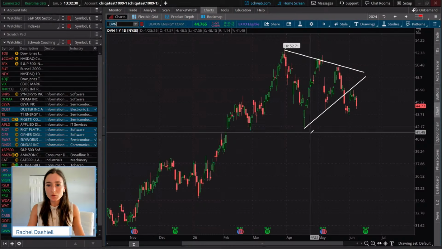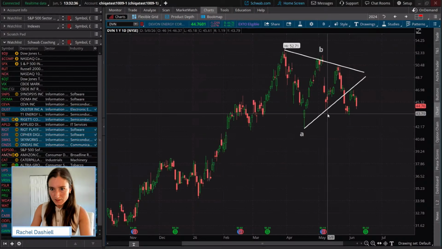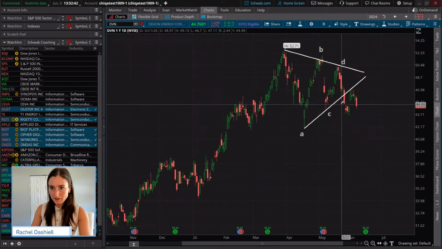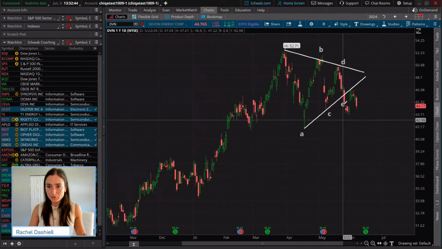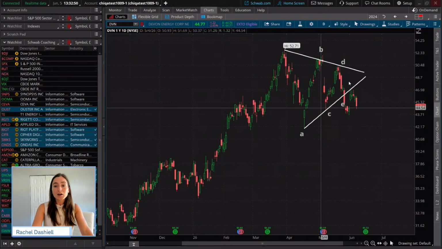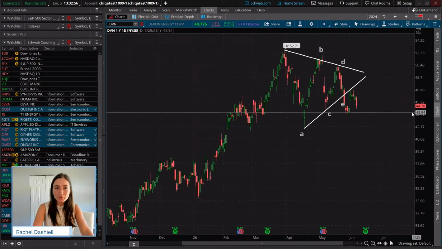So in this one, I will label this one as A, B, C, D up here. And this would have been our E right here. So when it broke through, that would have been our E. And it should have bounced to the upside with this type of retracement here. Now it may be forming another type of corrective wave. We will have to see.